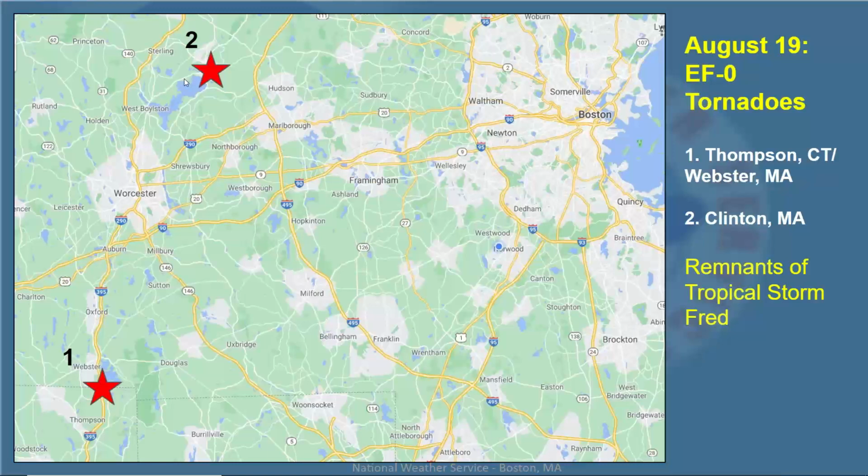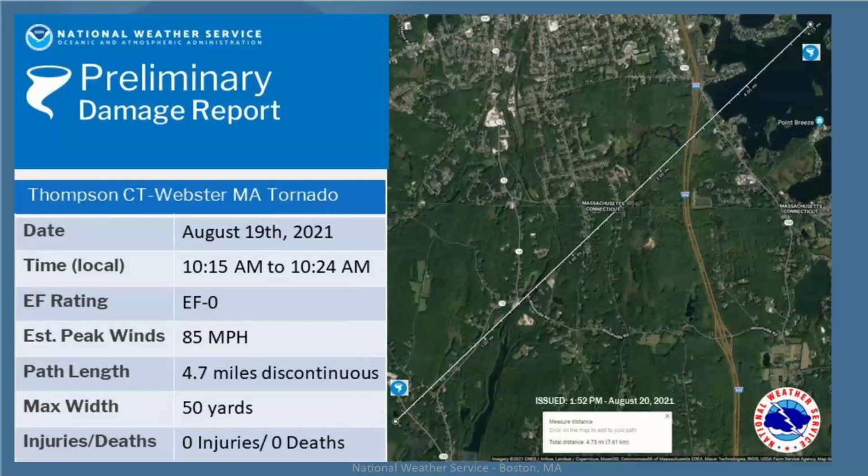Nonetheless, if you live in those communities, you did suffer some damage, and those were associated with the remnants of Tropical Storm Fred. This is the first tornado that crossed the state line from Connecticut into Massachusetts, and it lasted about 10 minutes on the ground. Granted, for the storm survey team, it was a very difficult job. It was a lot of difficult terrain and a lot of wooded areas.